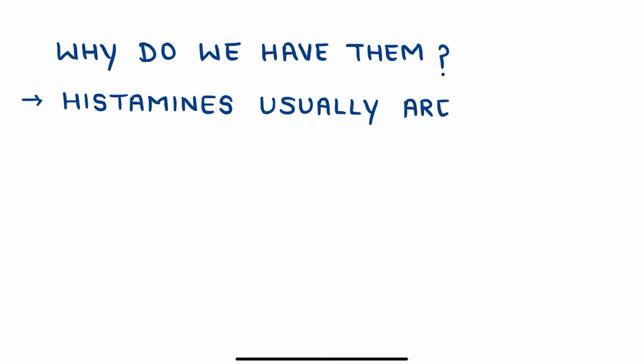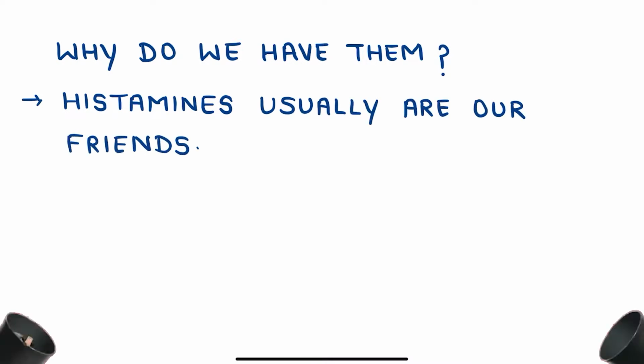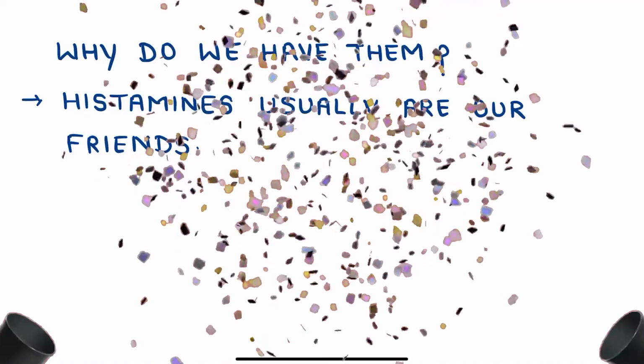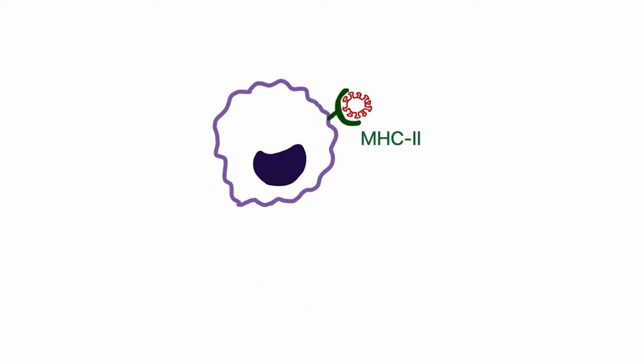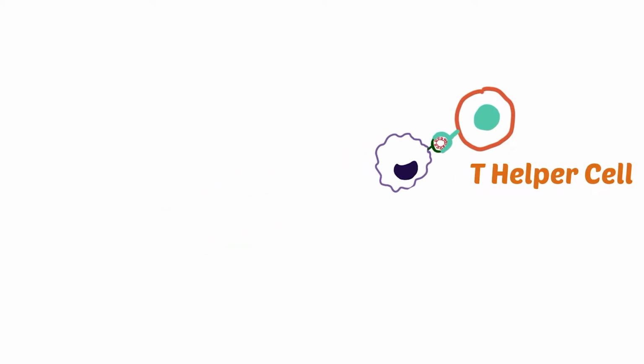Well, histamines are usually our friends. Let's first know how they get secreted in our body. When any antigen or any foreign particle enters our body, macrophages process the antigen and, on a silver platter called MHC class II, present it to T helper cells.